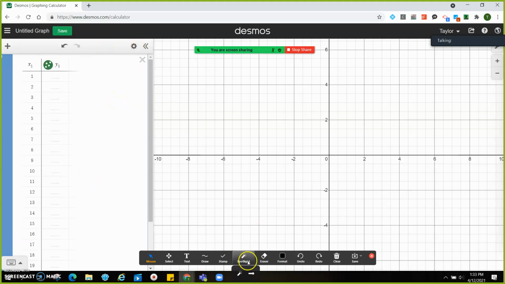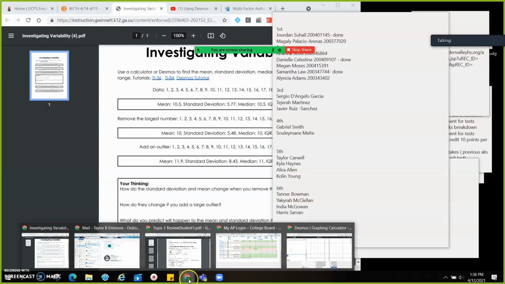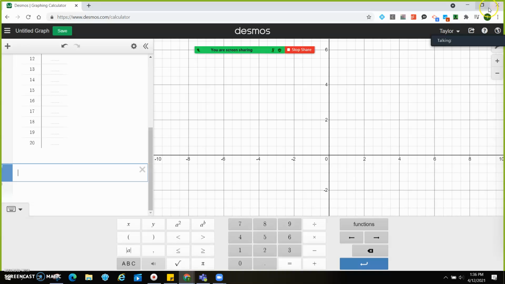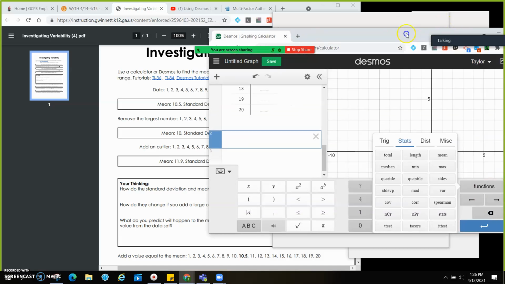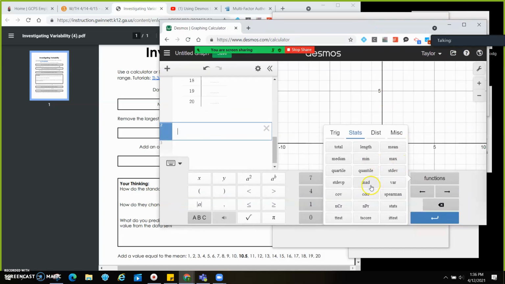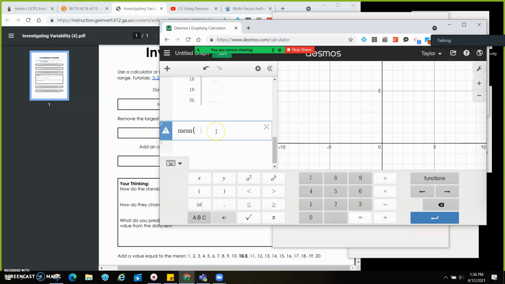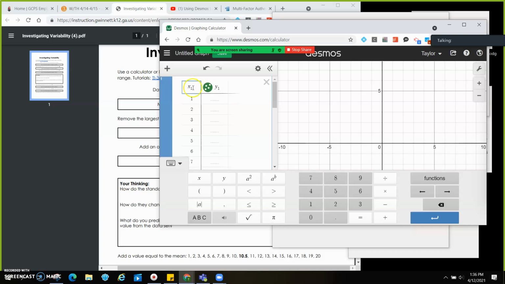Once you've typed all of that out into the X side, you're going to go to this little keyboard and go under functions, which is over here. Let's say you wanted to find mean, and click on mean. Then you'll type the list name. Up here at the top, it has a list called X sub 1. You could probably call this something else, but right now it's X sub 1.